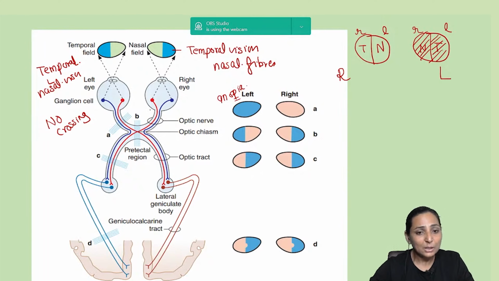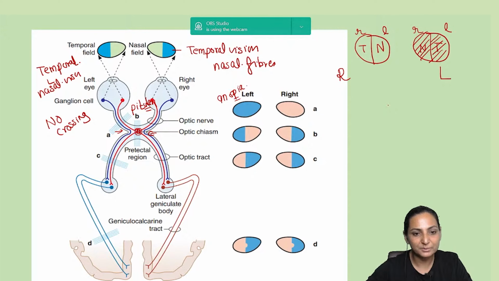Now second, let us look into the optic chiasma. There could be either involvement of the lateral portions of the optic chiasma or the central portions of the optic chiasma. This is common when there is a pituitary lesion or a pituitary adenoma. So a pituitary adenoma is going to compress these nasal fibers.